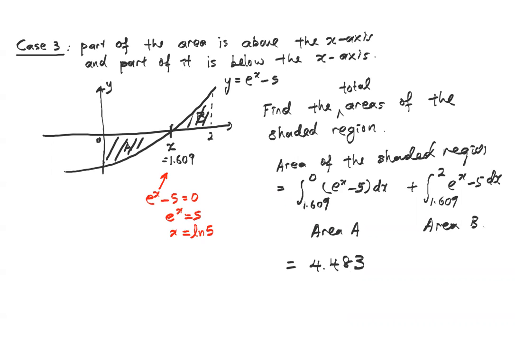4.483. So it's approximately 4.48 units square. Okay, I'm going to give you some time to find the exact area. Hurry up. Especially those who want to score A or A plus, you better learn how to find the exact area. Okay, I will show you how to get the exact value in the other page.